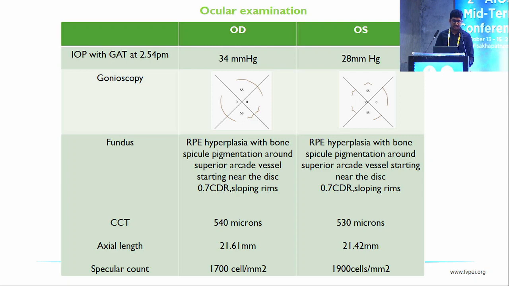On fundus examination there was retinal pigment epithelial hyperplasia with bone spicule pigmentation around the superior arcade vessels starting near the disc, with a 0.7 cup disc ratio and sloping rims. Central corneal thickness was 540 microns, the axial length was 21.61 mm and specular count was 1700. This is regarding the right eye.